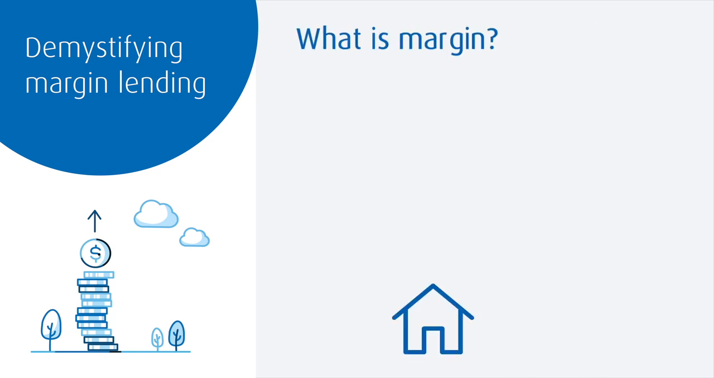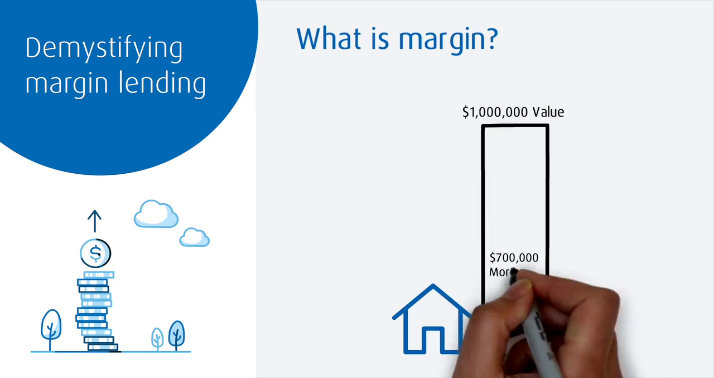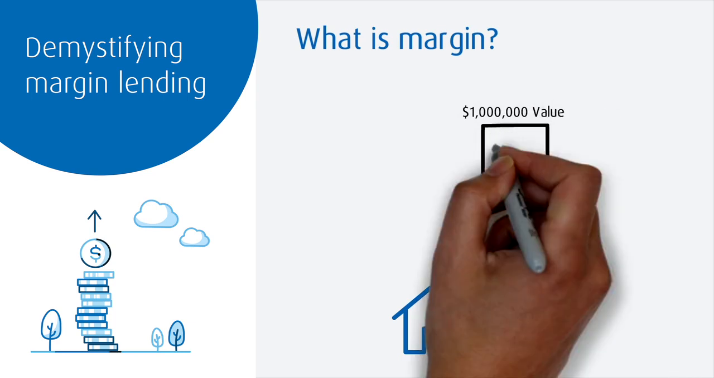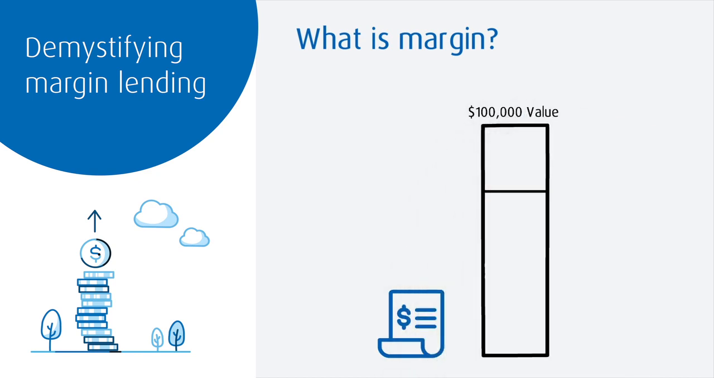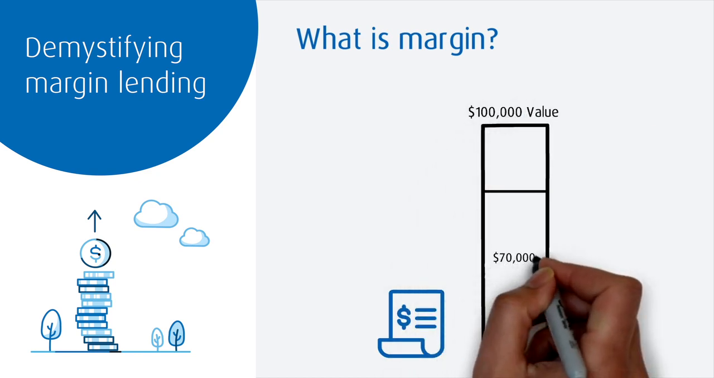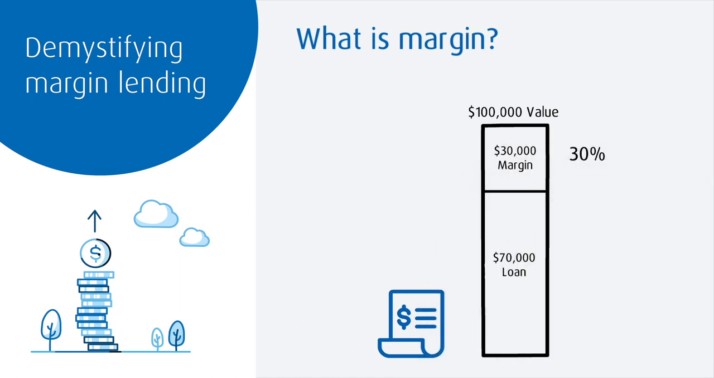If you are familiar with the concept of a mortgage on a home, then suppose you have a $1 million house and a mortgage balance of $700,000. The equity you own in the home is $300,000, or 30%. Similarly, if you owned $100,000 worth of stock, but the amount borrowed was $70,000 for that stock, then your margin is $30,000, or 30%. So you can think of the margin percentage as the same as the equity percentage in a home. It represents how much you own out of the total value of the holdings.